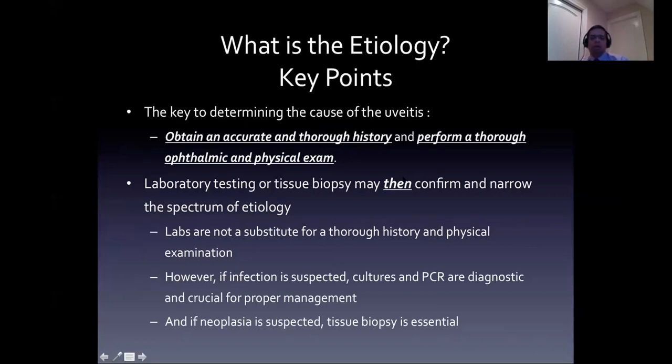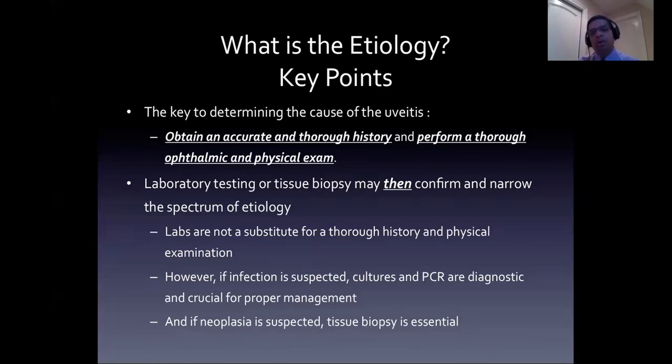The key to determining what causes the uveitis is really to first obtain an accurate and thorough history and perform a thorough ophthalmic and physical examination on the patient. And I can't stress this enough. When I speak to residents, I tell them that we all want to jump in and say, well, this person has uveitis and I'm going to do so-and-so labs. Well, the labs don't mean anything when they're not put in the proper clinical context.